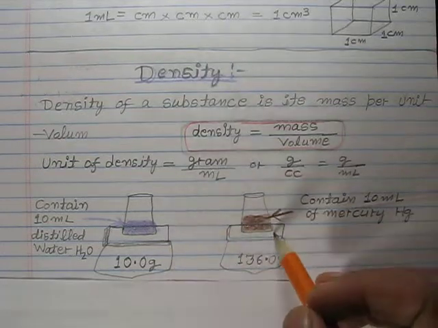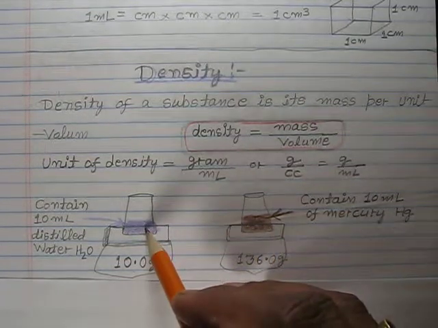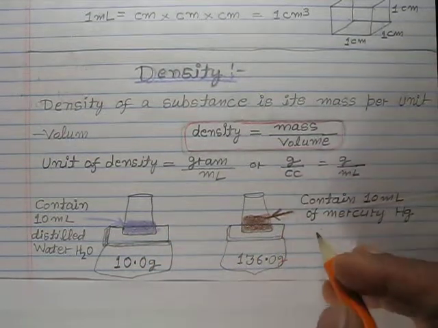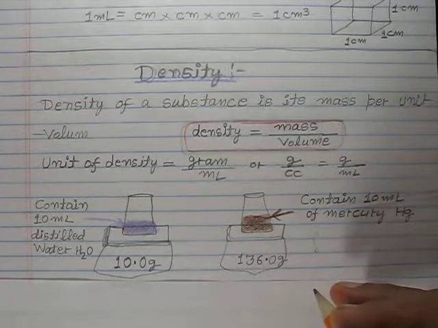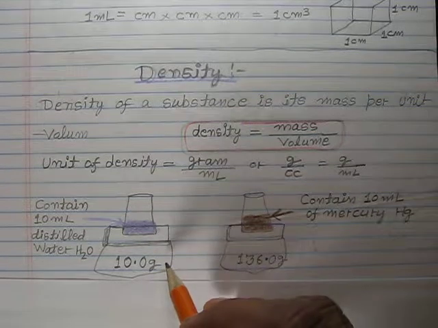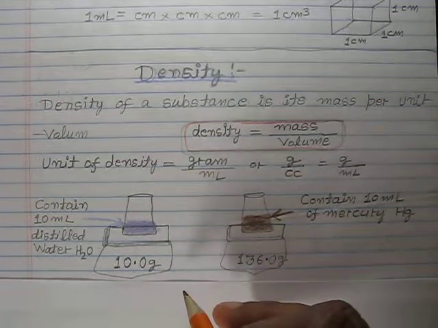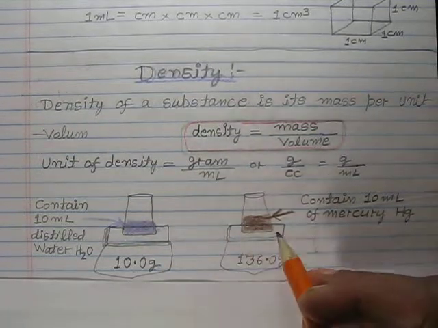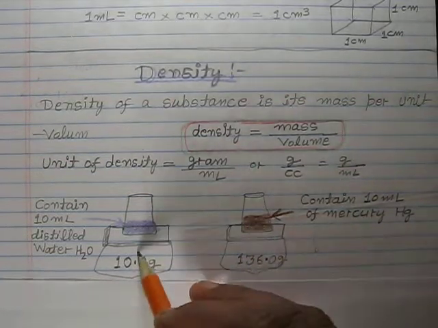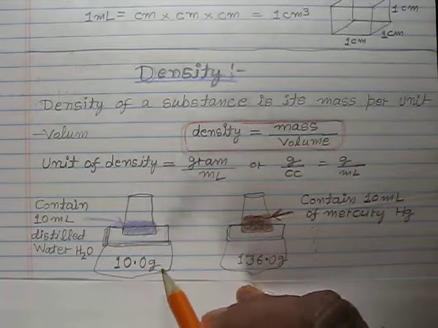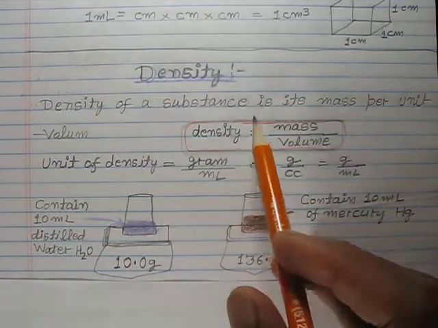So what do you think, does the water have more density or the mercury? Which one has more density? Yes, you can pause this video and think about it. You can also calculate which one has more density by putting these values in this formula.